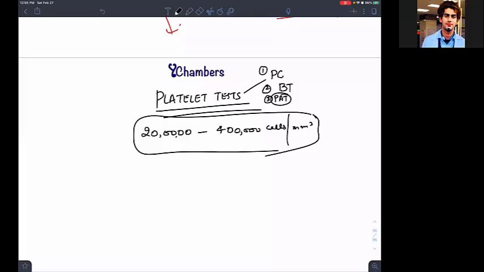Now tell me, is aggregation an anatomical thing or something functional? Aggregation is happening, so it is a functional test. And I can include the von Willebrand factor test also. So tests for von Willebrand factor can also be put in the platelet tests.